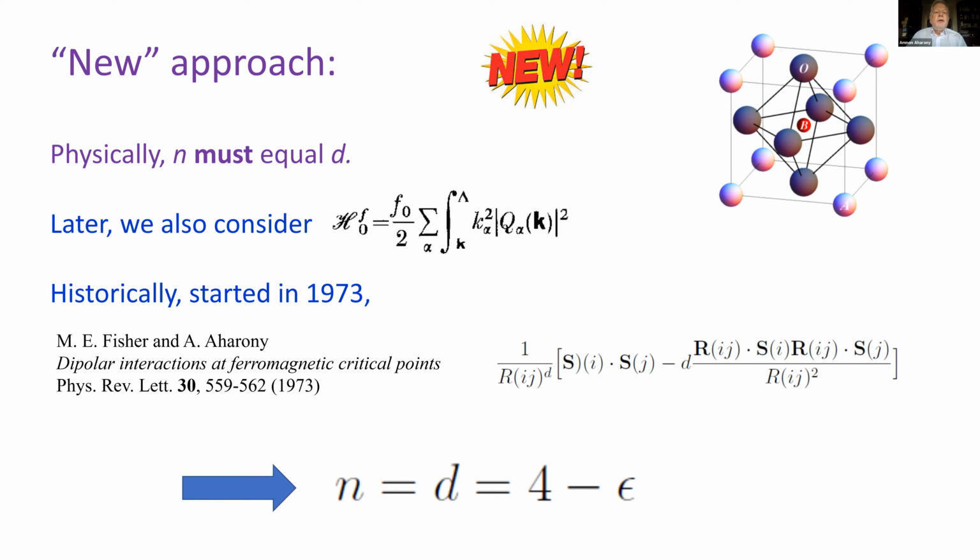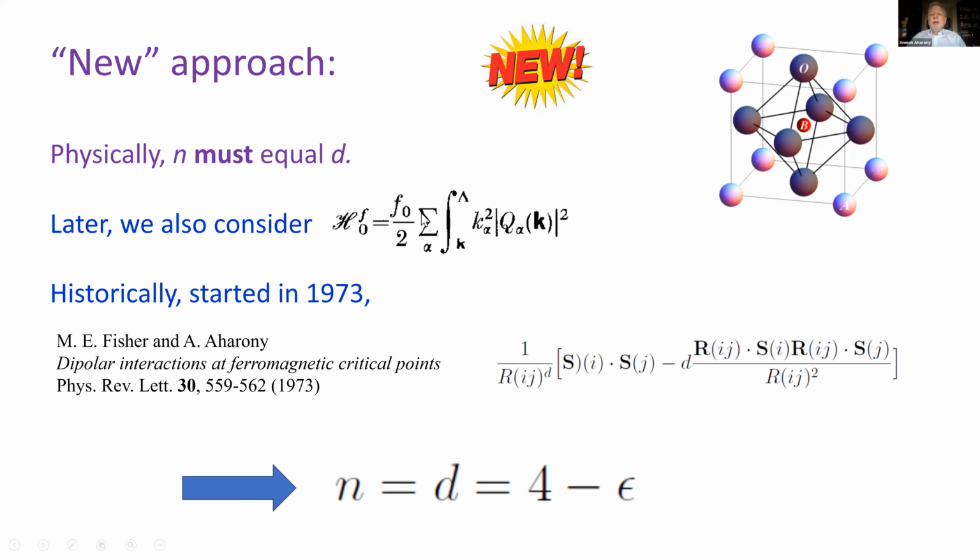My first comment is that physically, n must be equal to d. Remember what n was. N was the number of components of the order parameter. But the number of components of the order parameter is equal to the number of axes of the Euclidean coordinates. So clearly, both should be equal to each other, and that's an important ingredient. In fact, already in 1973, Michael Fisher and I, this was my first paper on the renormalization group, we worked on the dipole-dipole interactions. And the dipole-dipole interaction involves scalar products of R, the distance between the two spins, and the spin. So clearly, to discuss such a scalar product, you must have the space and the spin to have the same dimension. So n must be equal to d.